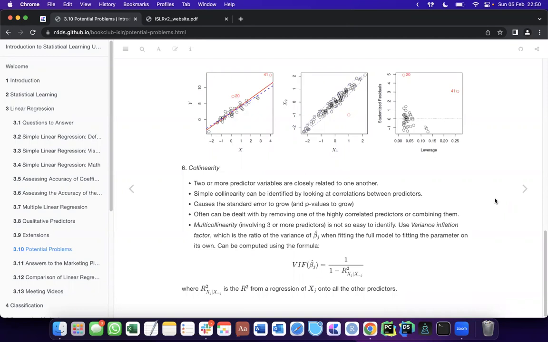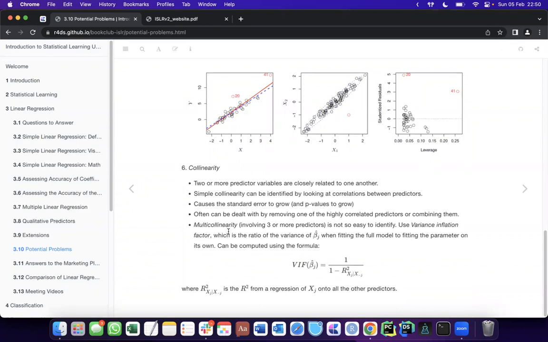this could come into play in our forward selection. If we've introduced one variable and then down the line we introduce a second variable, but they're very closely related to one another, our standard error can go way up, and then our p-values will grow as well. So how to deal with this? You can either remove one of the highly correlated predictors or combine them into one term, or an interaction term or something like that.